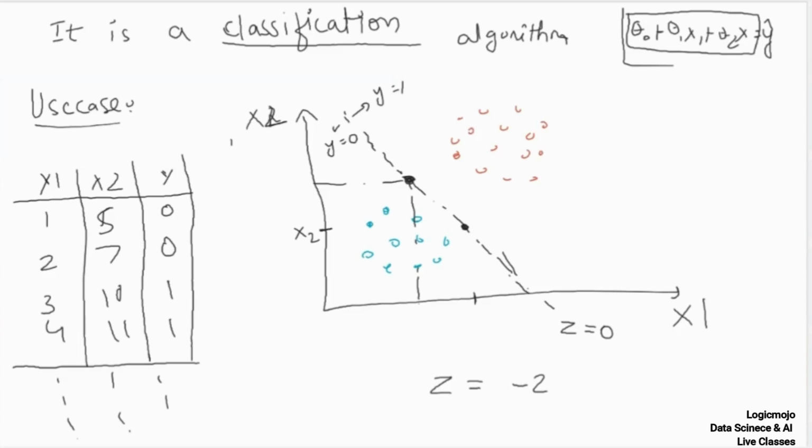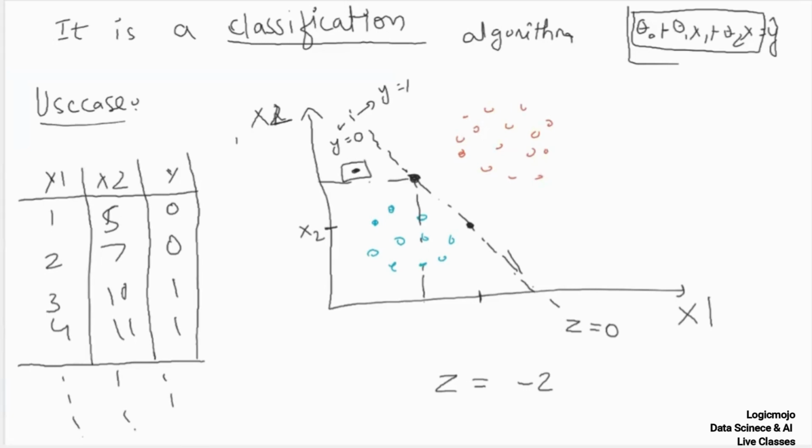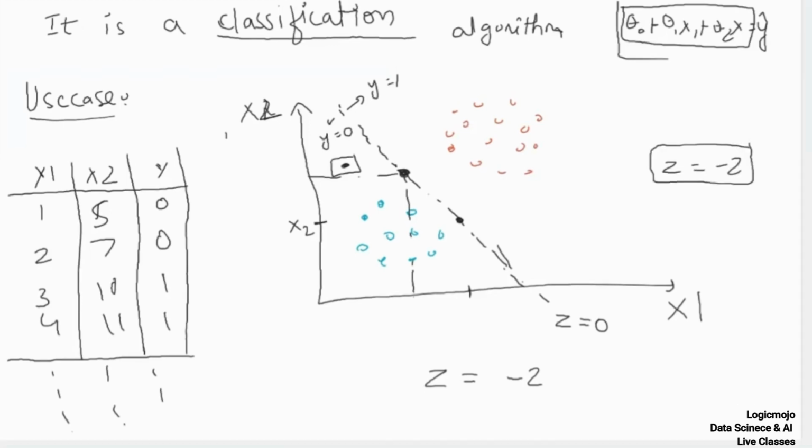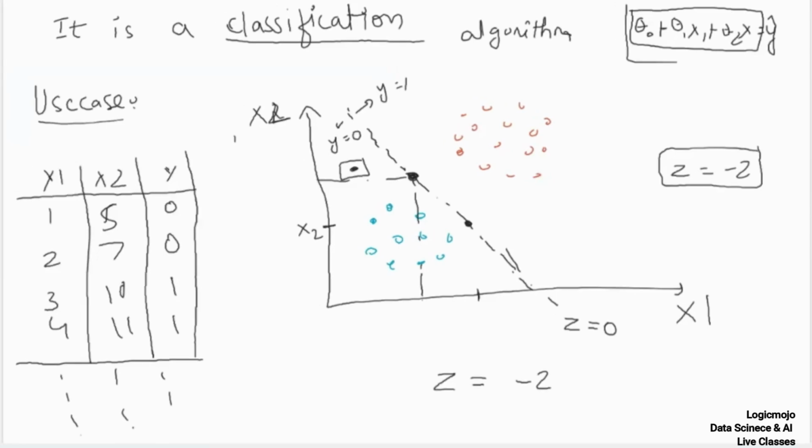Now I'm asking, what if I have this new point here, and I calculate z for it. I put in this expression and I get z equal to -2. How do I know whether this point is on this side or this side? Let's say I don't have this plot. I don't give you this plot.